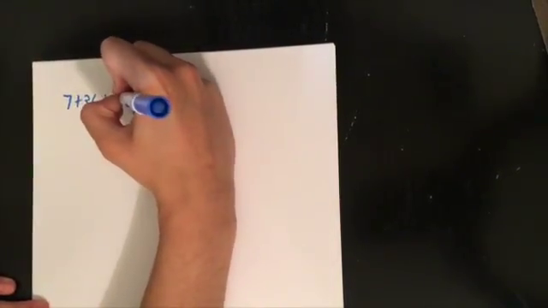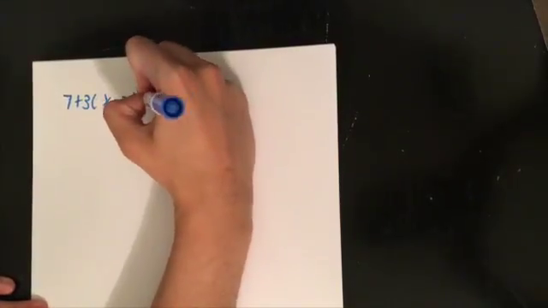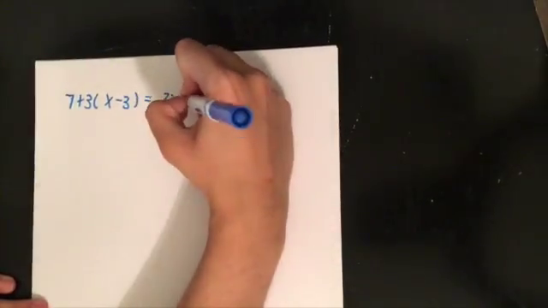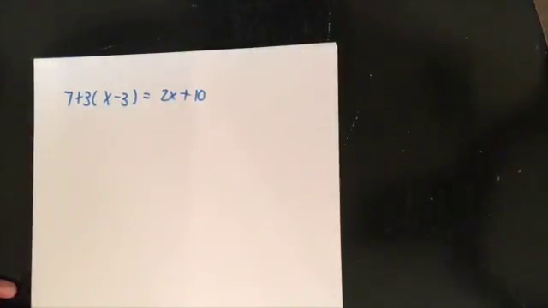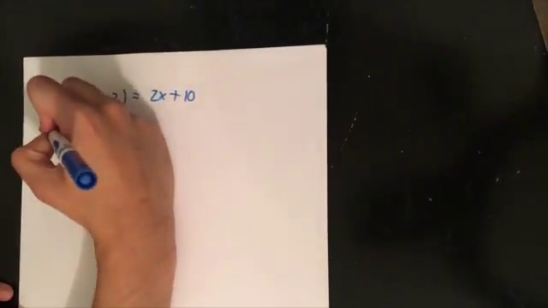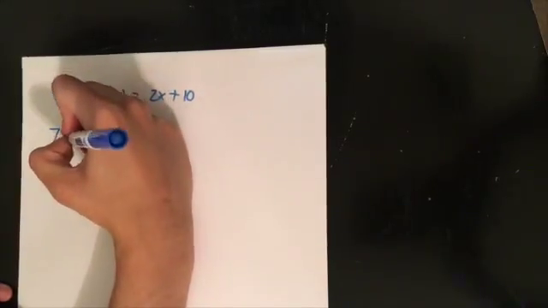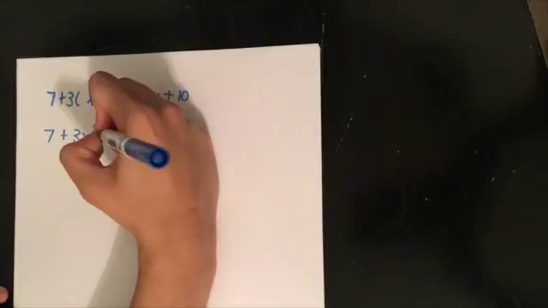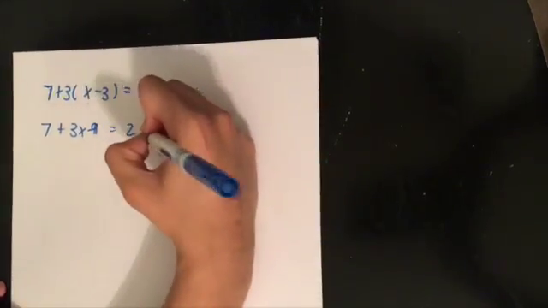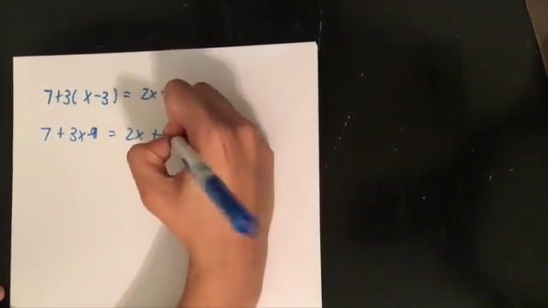The next example is 7 plus 3, parentheses x minus 3 close parentheses, is equal to 2x plus 10. Okay, so the first thing you're going to do is distributive property again. So you're going to have 7 plus 3x minus 9 is equal to 2x plus 10.